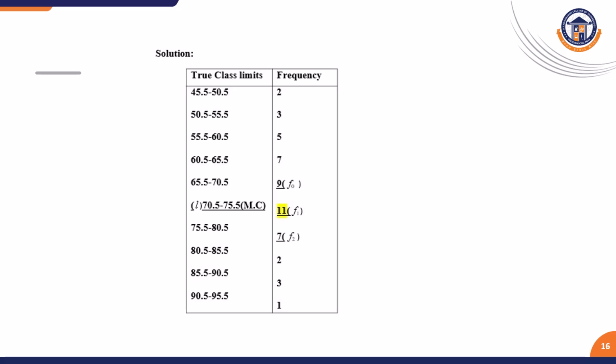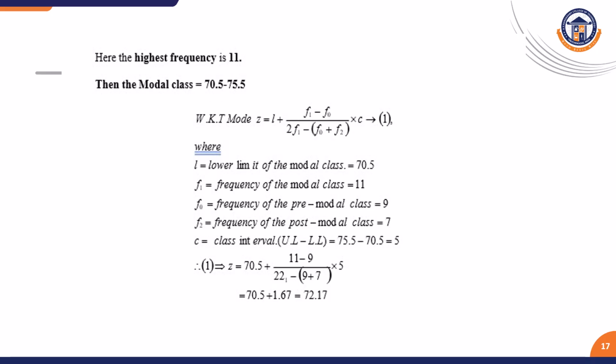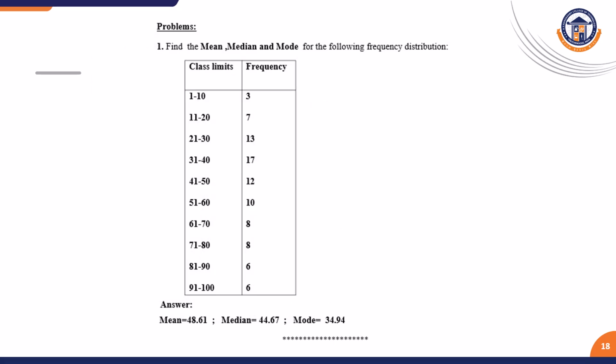The lower limit is denoted by L. The corresponding frequency is denoted by F1. The previous one is F0, and the frequency after F1 is F2. This is the pre-modal class, this is the post-modal class, and this is the frequency of the modal class. We substitute all these values in this Z formula and we get 72.17. So this is one example of mode for continuous distribution problems.